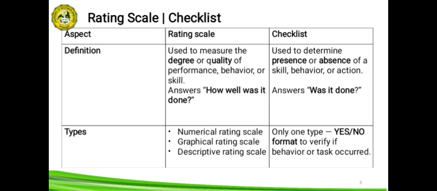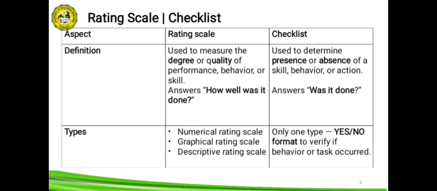In the definition, a rating scale is used to measure the degree or quality of performance, behavior, or skill. This means that a rating scale measures not just whether the student did something, but how well they did it. It allows the teacher to describe performance. It also answers the question, how well was it done? This means the focus is on the quality or degree of excellence of the performance. It helps identify how competent or how developed a learner's skills are.